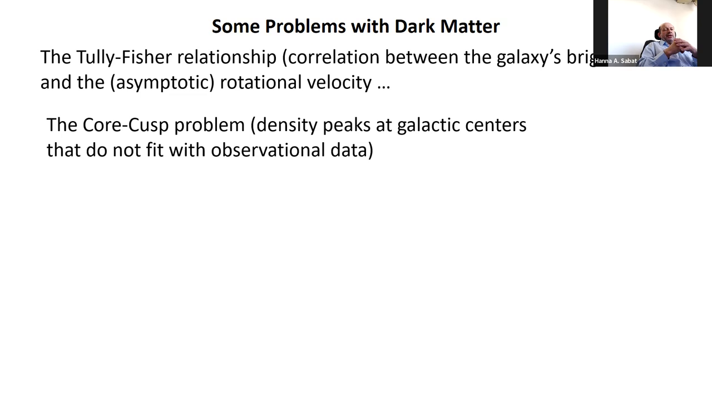Another problem that came up with simulations, of course, now in theoretical astrophysics, we always resort to simulations. This is the best way to compare the calculations to observations. They came up with what is called the core-cusp problem. It was found that models of dark matter indicated that at the galactic center, there should be high density peaks of dark matter. But this does not fit the observed data. We do not have such peaks, or cusps, at the core. In the literature, this problem is known as the core-cusp problem.